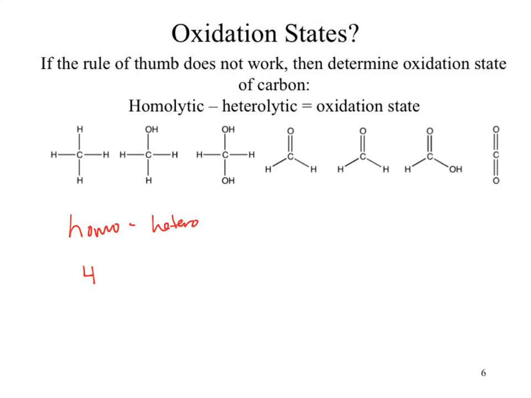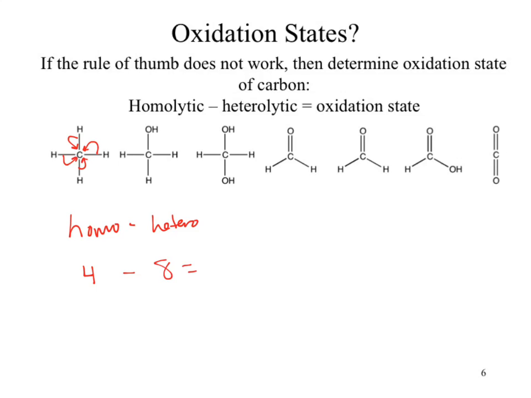So in a heterolytic situation, what we're going to do is push the electrons to the more electronegative atom. Which is more electronegative, carbon or hydrogen? Carbon. So let's take both electrons in each of those bonds and put them onto the carbon. How many electrons are in a bond? How many bonds are there? 2 times 4.